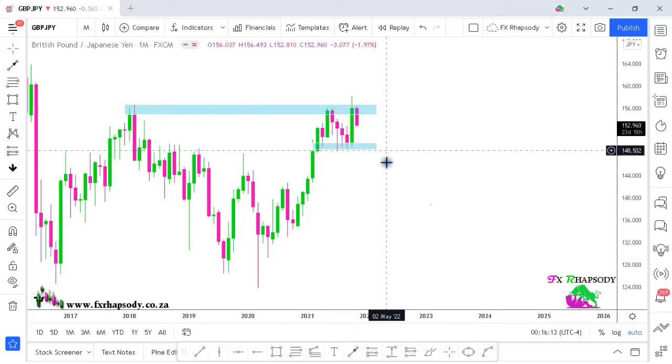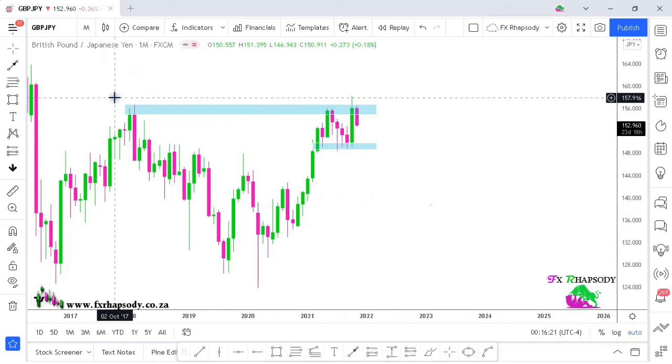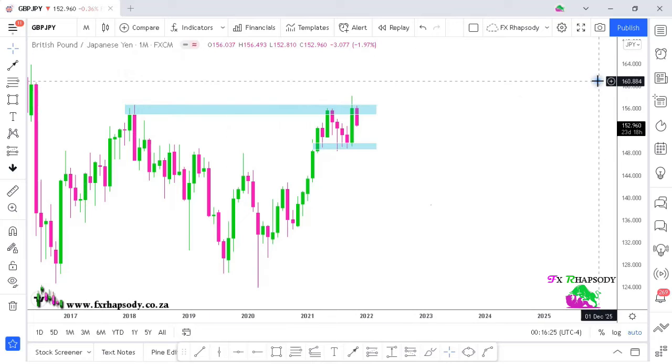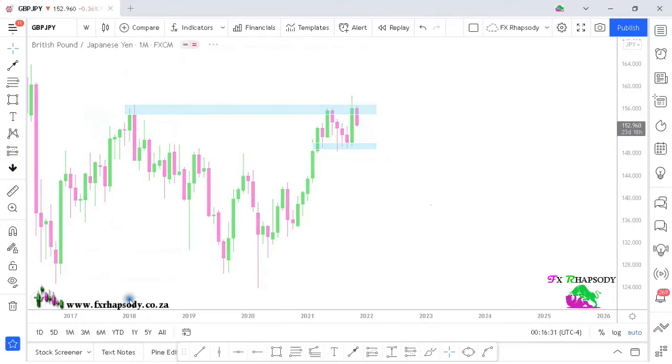So let's see if price is going to carry on to the downside to come and tap this area at the bottom again, or even break that area. So it all depends on what the yen is going to be doing in the next couple of weeks and even months. Let's go to the weekly time frame.